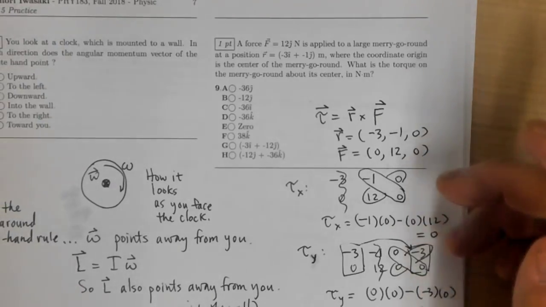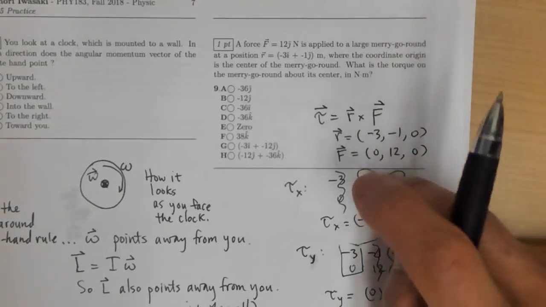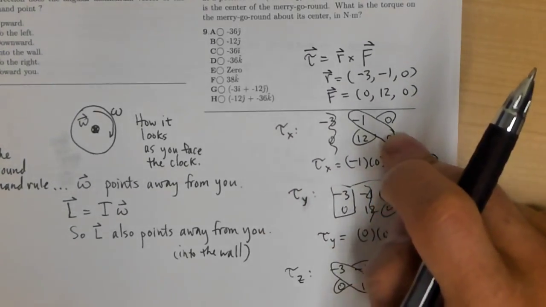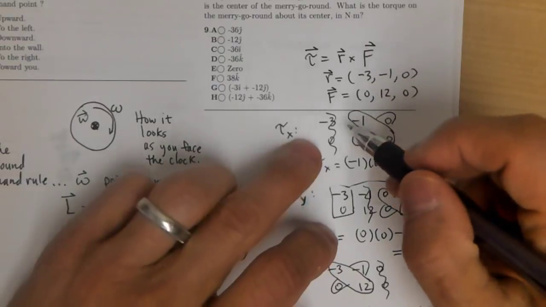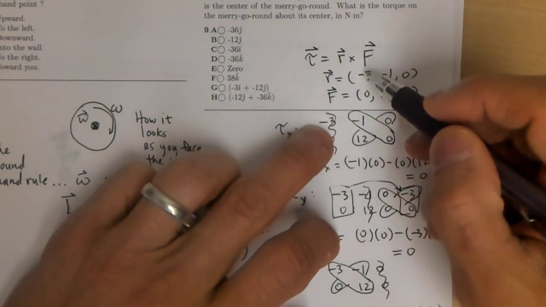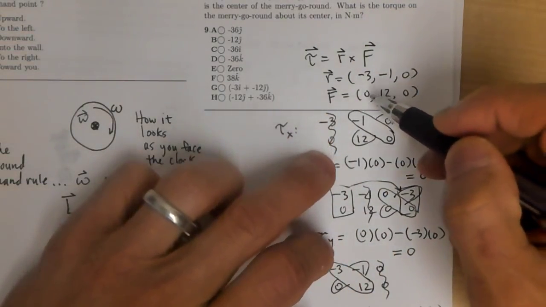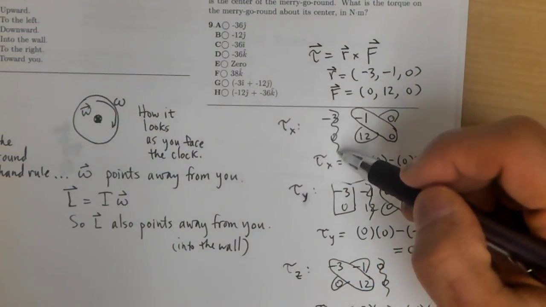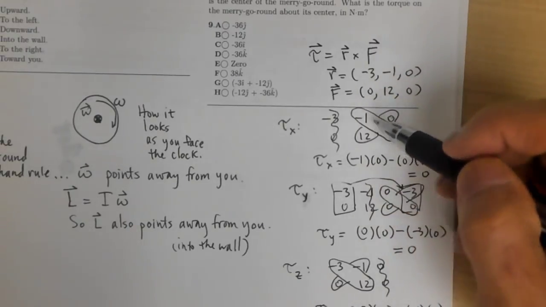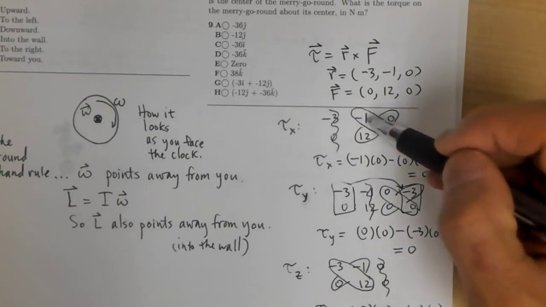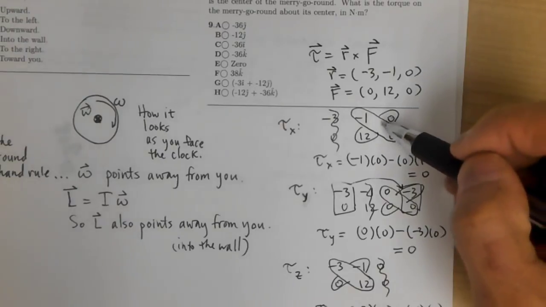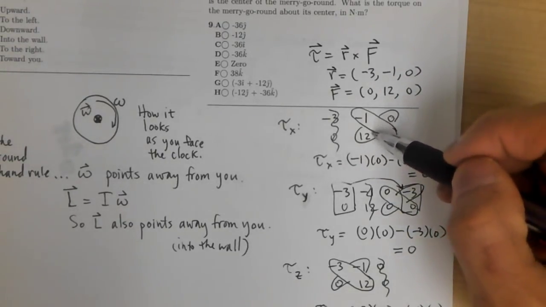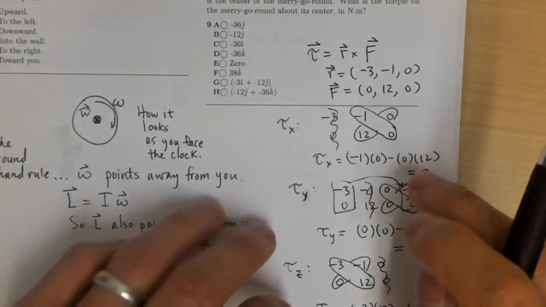You can then go to your equation sheet, which has a formula for the components of the cross product, but we'll use this little table trick that I showed you. You write the components of the first vector, minus 3, minus 1, 0, and 0, 12, 0. For the x component, you strike out the x row. You take the product of the diagonals going downward to the right, minus the product of the off diagonals. Minus 1 times 0, minus 0 times 12, so you just end up with 0 for the x component.